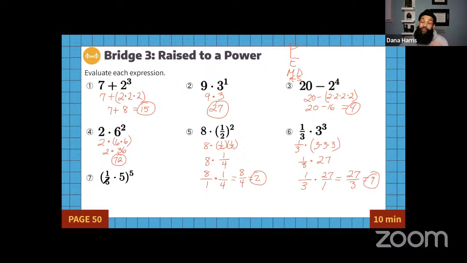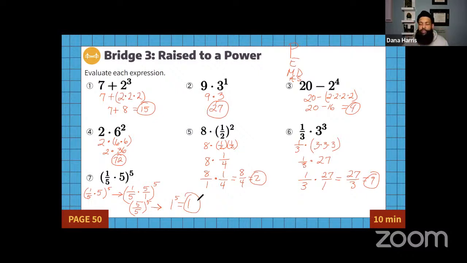Last but not least, this one looks a little tedious, but you actually have 1/5 times 5 to the 5th power. Now, we can expand this out and write 1/5 times 5 times, but when I look at this, 1/5 times, if I turn that 5 to a fraction and keep it to the 5th power, then that's 5 over 5 to the 5th power, which actually is 1 to the 5th power, and any power of 1 is 1.